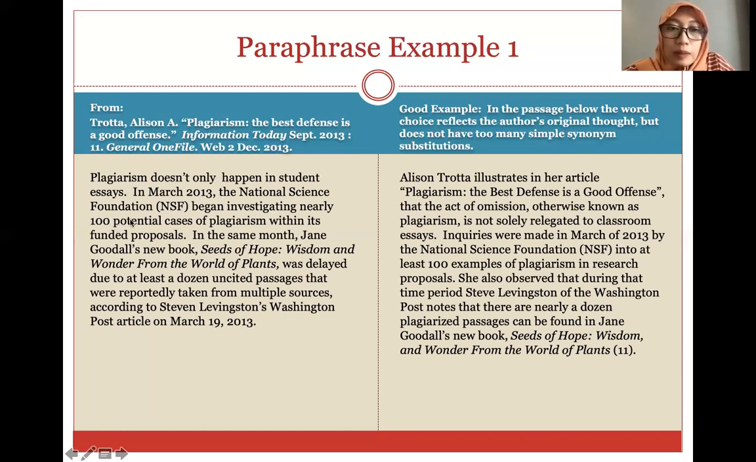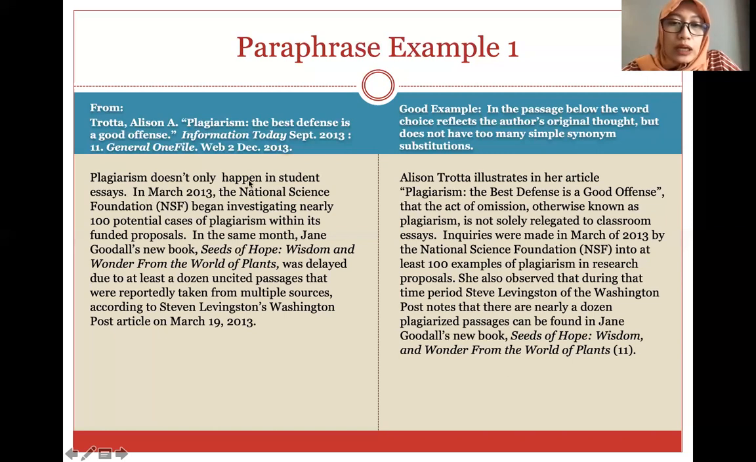adalah 100 potential cases. Nah, untuk nama institusi kemudian jumlah data tidak bisa kita rubah menggunakan kata lain ya, because it's fixed ya. Take a look at this one. Nah, inquiries di sini kita menggunakan sinonim, tapi take a look at this one. Sinonim dari inquiries adalah investigation. Nah, tapi di kalimat versi paraphrase-nya kalimatnya berubah dari aktif menjadi pasif. Take a look at this one ya.